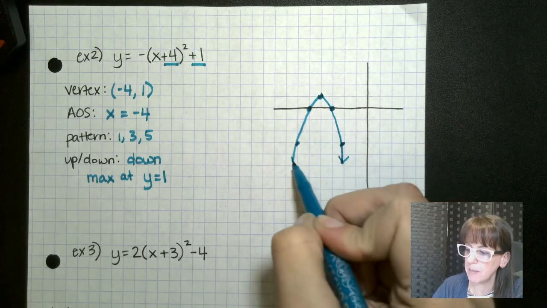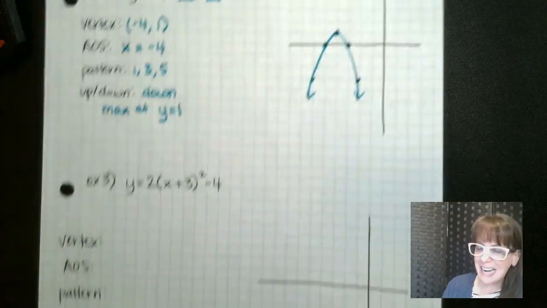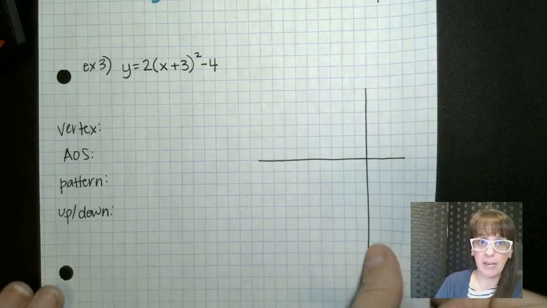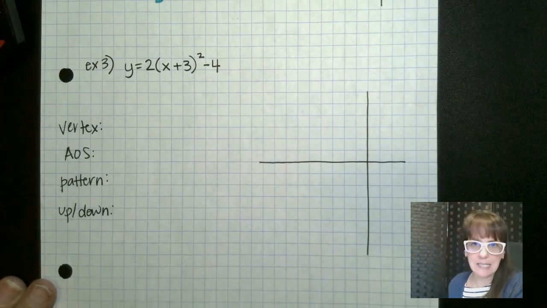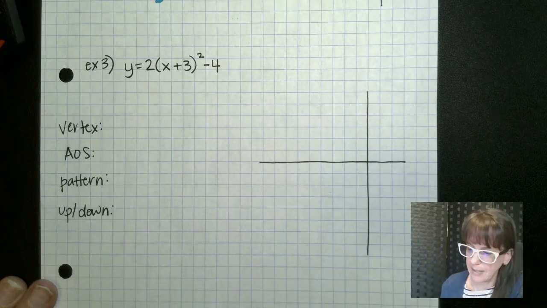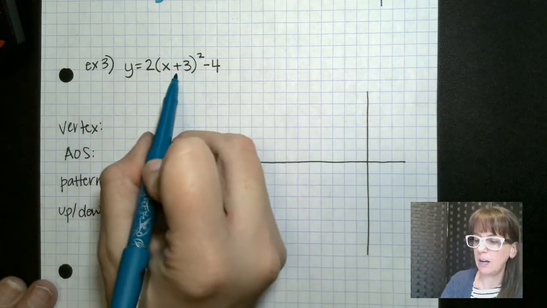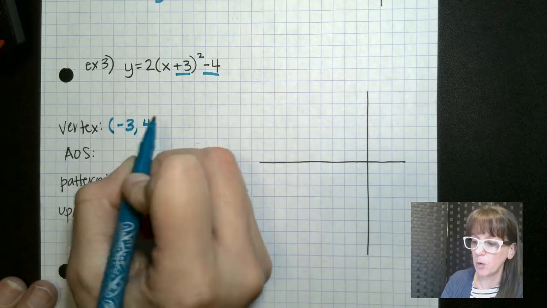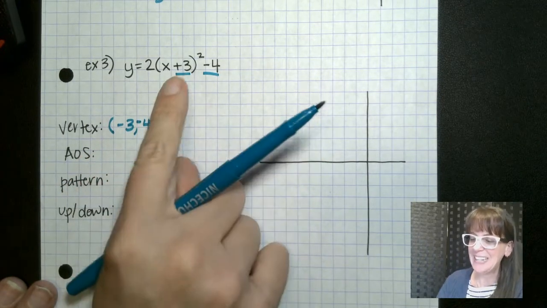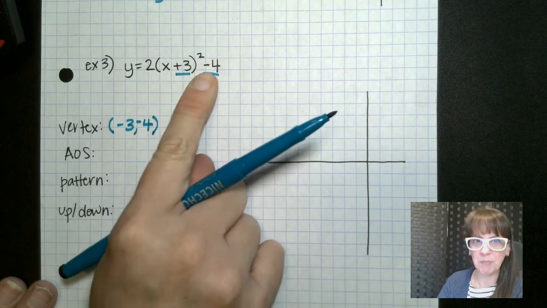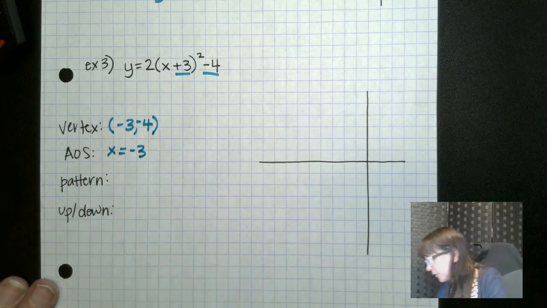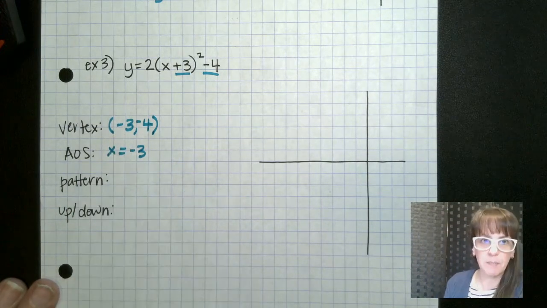There's our graph. Bam. Now what happens when that pattern is not a nice, easy number to deal with? In that case, we have to multiply it. What happens when it's not a 1? Let's say that. So first, let's find our vertex. Again, opposite this, regular this. So -3, -4. I always do that. Opposite this, regular that. Which means our axis of symmetry is x equals -3 because that's that for our x.